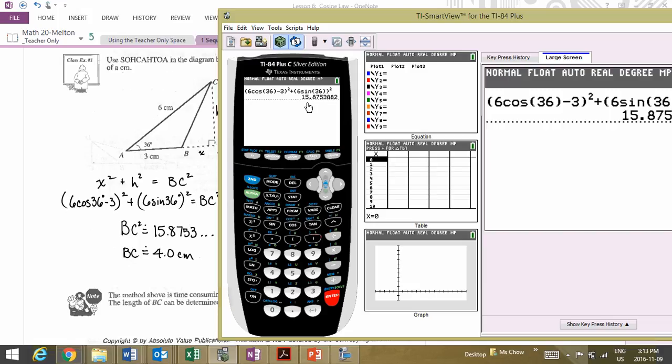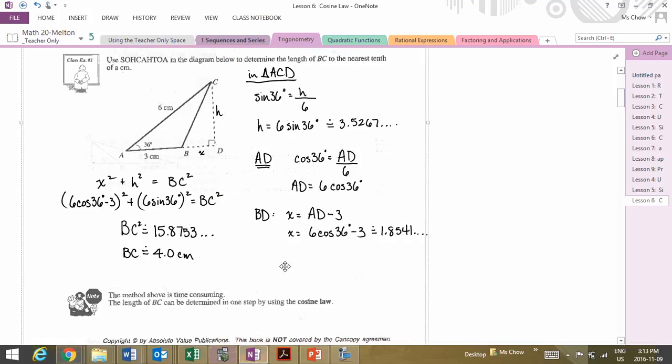That's our 15.8753, and on it goes. And then we can take the square root, a second square root, and we want to insert the answer. The easiest way to do that is second function of this negative, which is the answer. So it inserts the last answer here. Hit enter, and we get 3.984, which rounds to the nearest tenth as 4.0 centimeters.